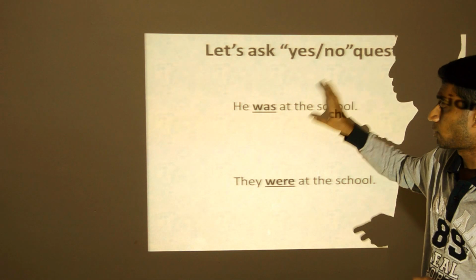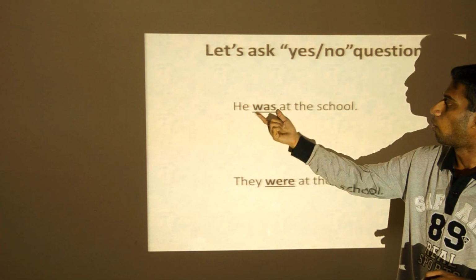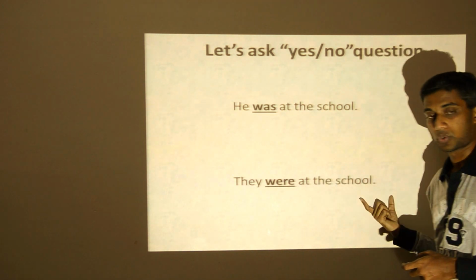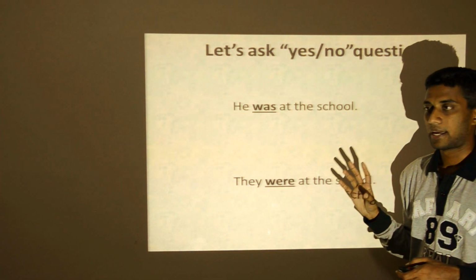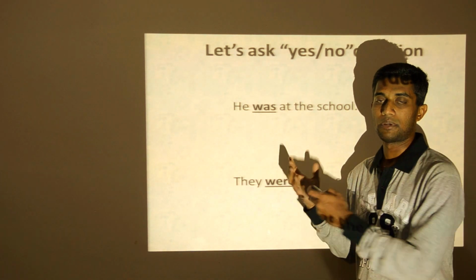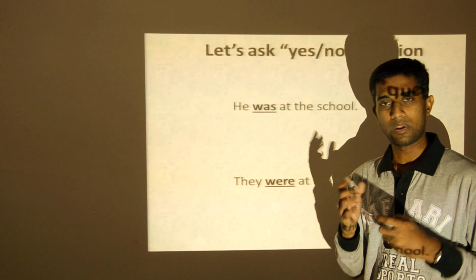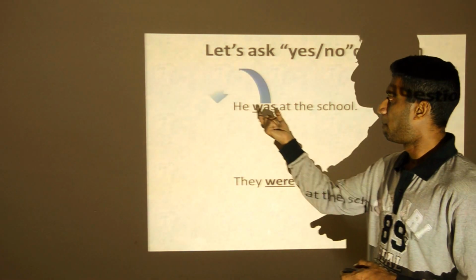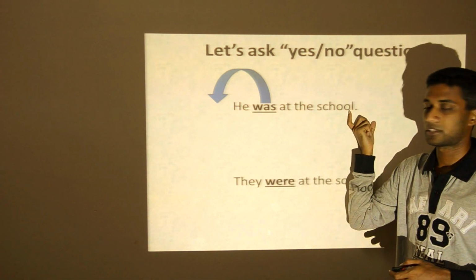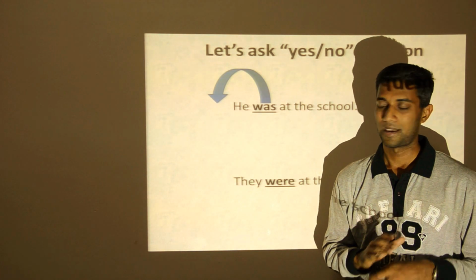So let's ask a yes no question with be verb. These two sentences: he was at the school, they were at the school. Forming a yes no question with a be verb in the sentence is really, really easy. The only thing you have to do is put the be verb at the very beginning of the sentence and keep the rest of the words as they are. Simple as that.